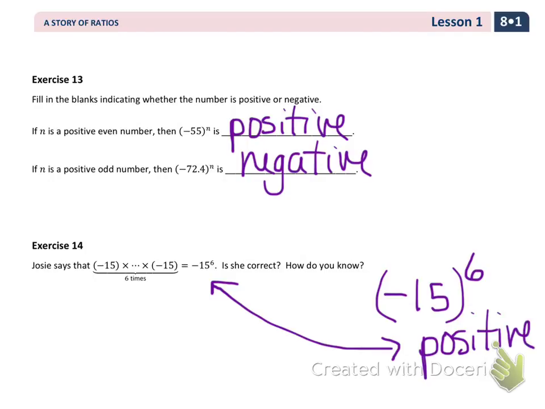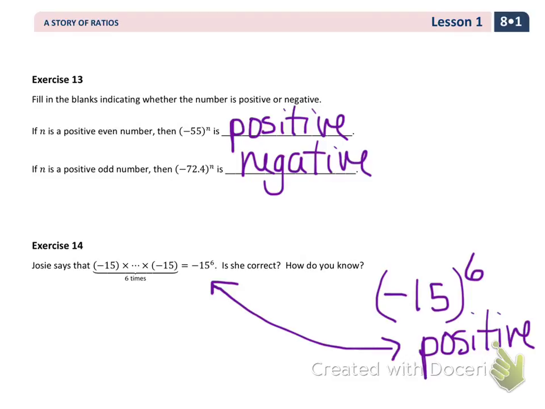But the way this is written here, negative 15 to the 6th, this is the opposite of 15 times 15 times 15, 6 times, right? Using 15 as a base 6 times. This here is a negative number. Okay, so this one right here is the opposite of a positive number, which means it's negative.